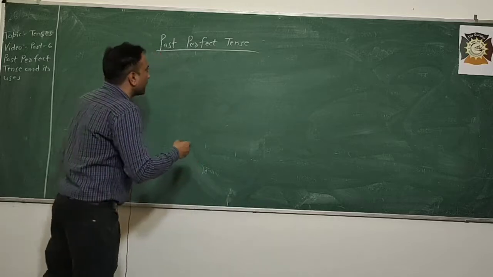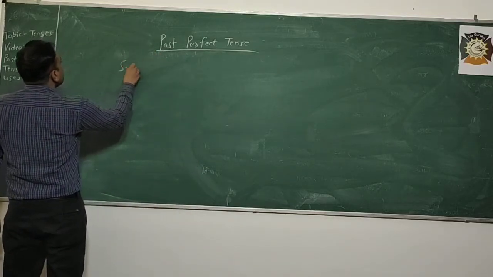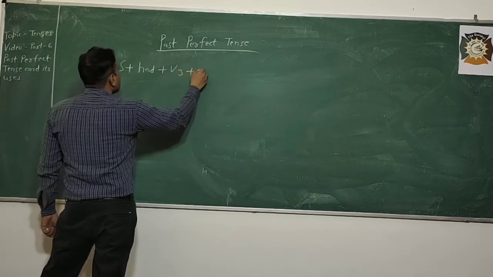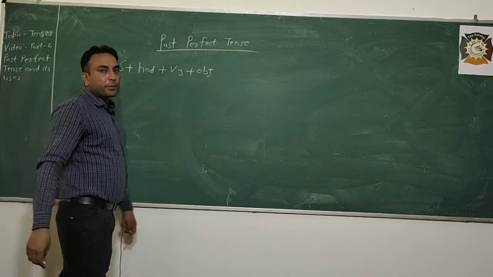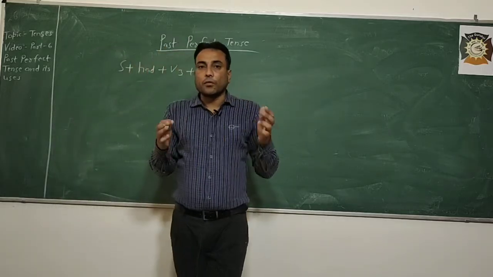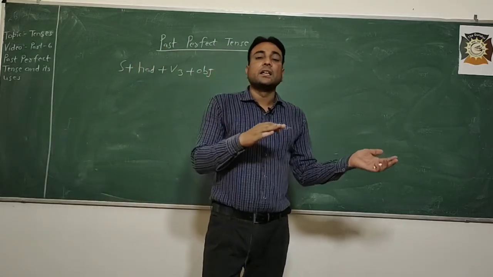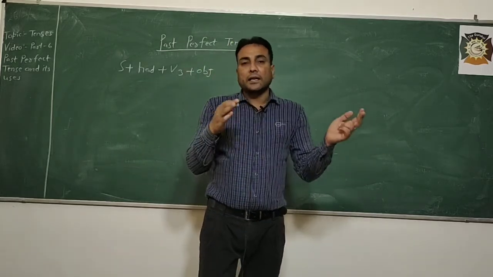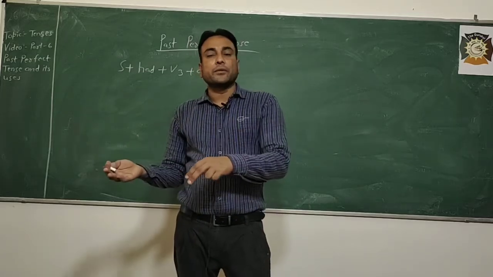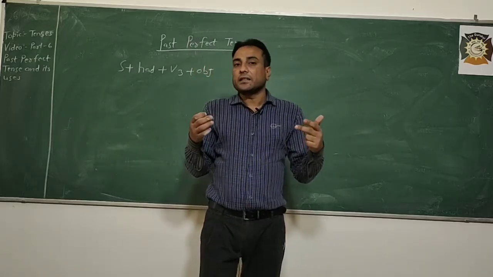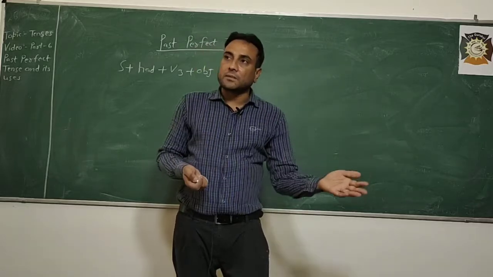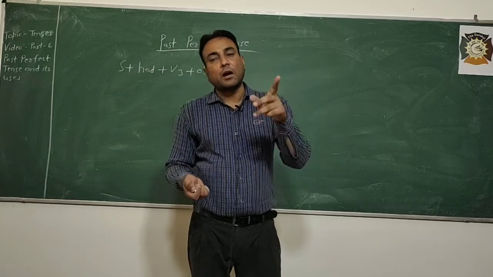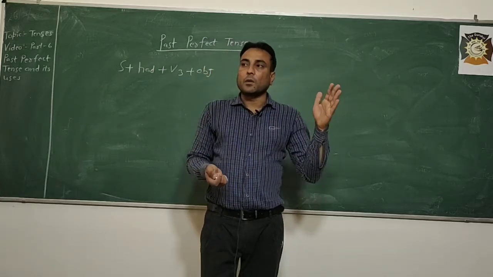What's the structure formula for past perfect tense? Subject plus had plus V3 plus object. In the previous tenses, I have discussed how to frame the sentences according to the subject. If the subject is singular, you have to use this, and if the subject is plural, you have to use this. But one advantage in this tense for you is that whether the subject is singular or plural, you just have to use one helping verb, that is had, and the third form of the verb.